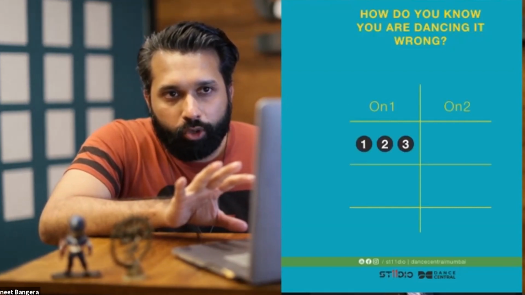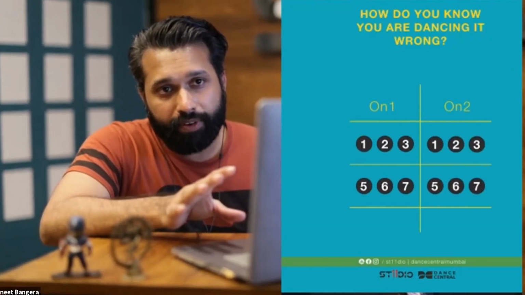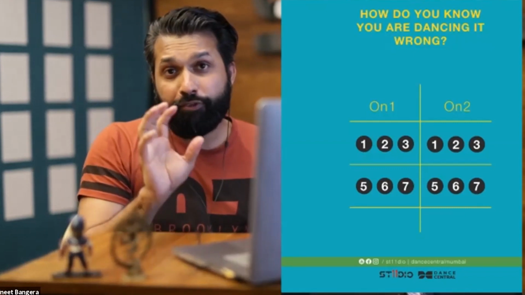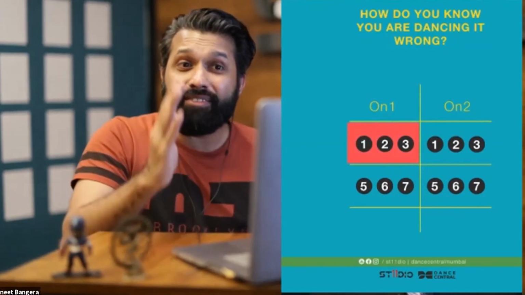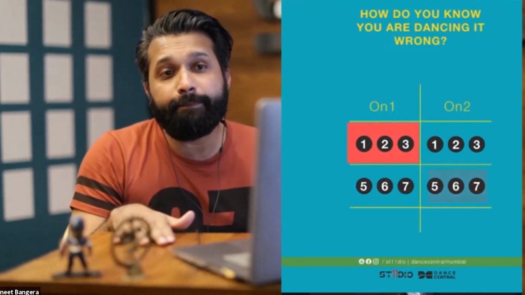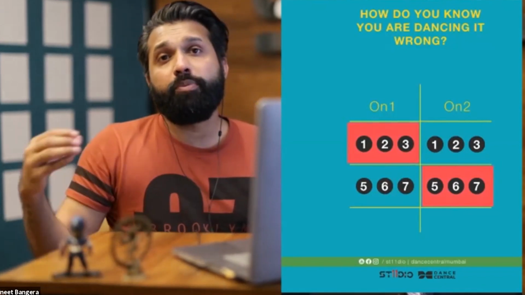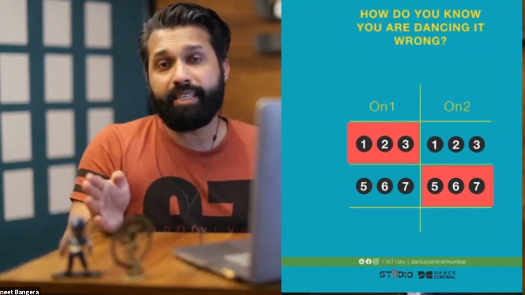So if I put 1, 2, 3 over here on 1, and I put 5, 6, 7 on 1, and I put 1, 2, 3 on 2, and I put 5, 6, 7 on 2. Can you see? These are your counts for both On1 and On2. Is that making sense? If you are particularly dancing a step on the first 3 counts on 1, those relevant counts on 2, you should be finding it in 5, 6, 7. Reverse. Is that making sense? Which means if you were using your counts on 1, 2, 3, you should be using 5, 6, 7. I'm not telling you an exact translation. I'm giving you an area to play with. I'm not saying that 1 will become 5 and 2 will become 6. That's not what I'm saying.